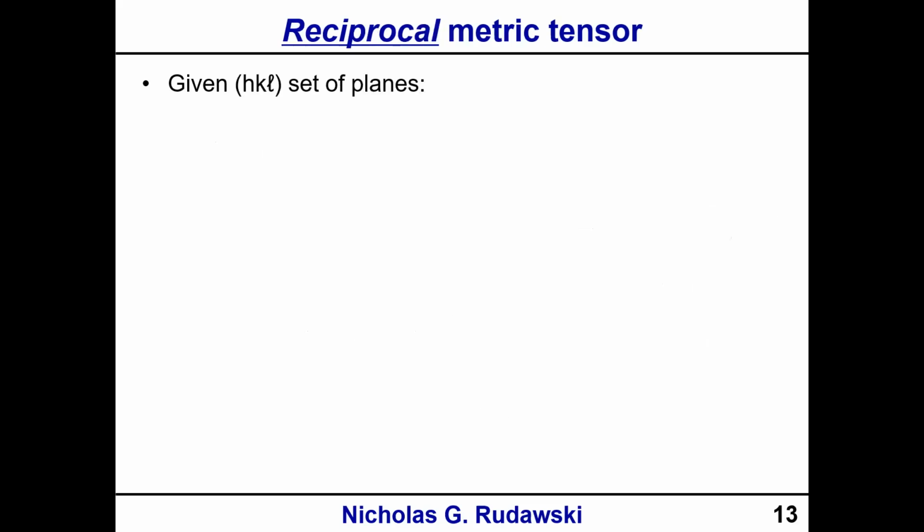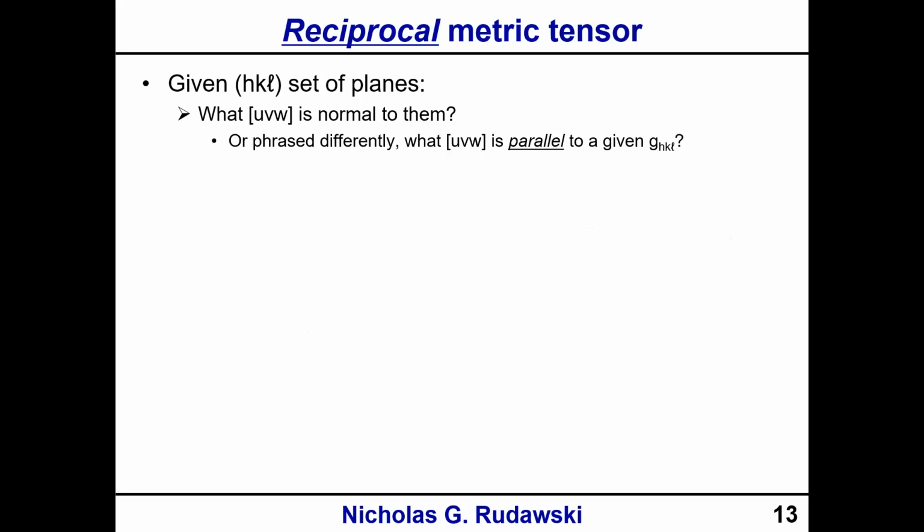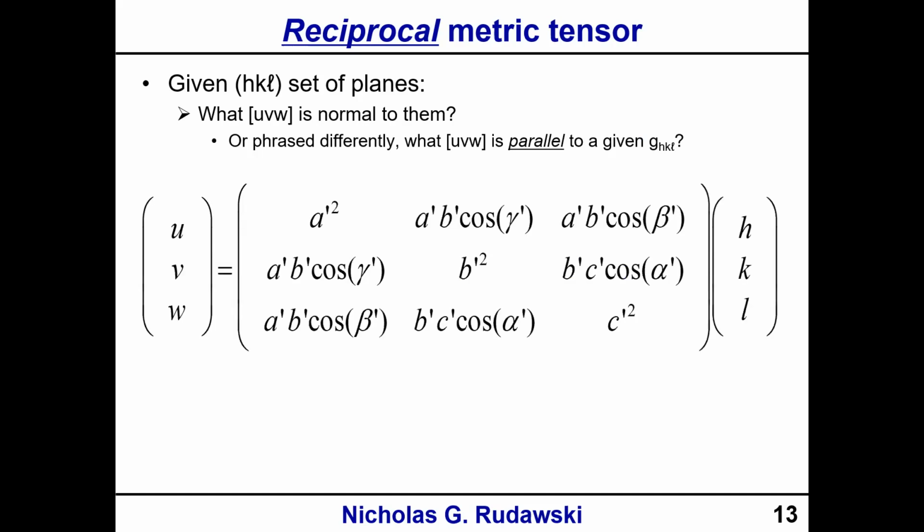And now we want to ask the reciprocal question, which is: I'm given a set of HKL planes. What UVW direction is normal to them? Or phrased differently, what UVW direction is parallel to a given G vector, the HKL G vector? So we have a similar equation with a similar 3x3 matrix. We're multiplying this 3x3 matrix by the HKL vector, the G vector in this case, and we're getting out UVW.